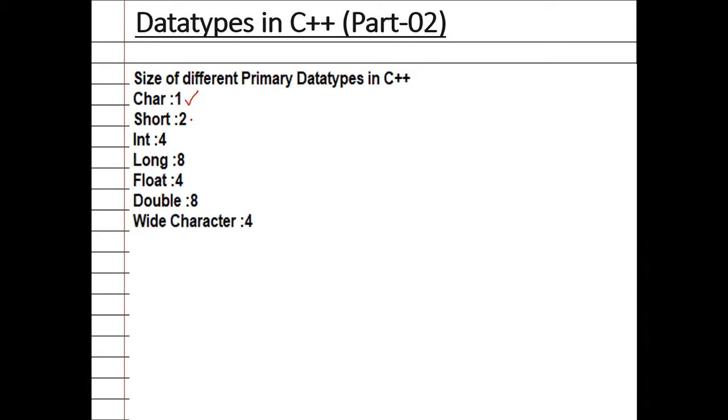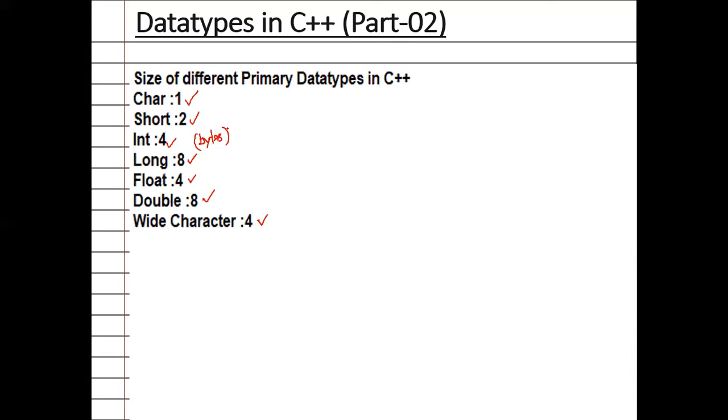In case of short integer it takes 2. For integer it takes 4 bytes. The whole data we have written here is in bytes. For long integer it takes 8. For float it takes 4 bytes. For double it takes 8. And for wide characters, my machine uses 4 bytes. Generally it is 2 bytes, but it depends on what version of the compiler you are using, and the configuration of your system also affects the byte size of your data types.